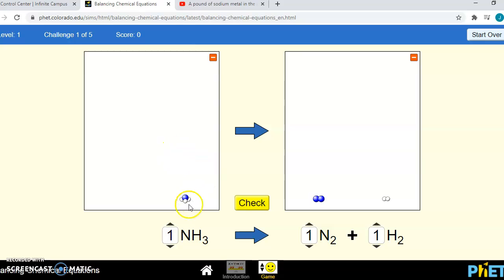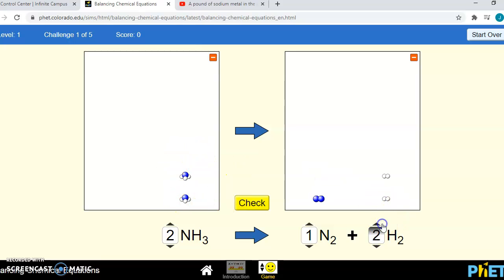So if I say there's 1 of everything, our goal is to balance this equation. Right here there's only 1 N. Over here there are 2 N's. If I add 1 more ammonia to this side, right now it says that 2 ammonia molecules, or 2 NH3s, are chemically reacting, and they're breaking down into 1 N2, which is 2 nitrogens, and 1 H2, which is 2 hydrogens. But we can see over here that now that I have 2 ammonias, there are 3 hydrogens on each, right? So that makes 6 total.